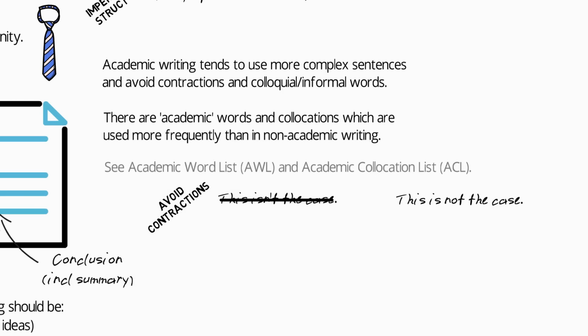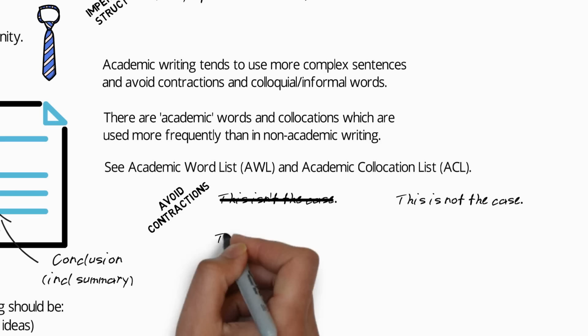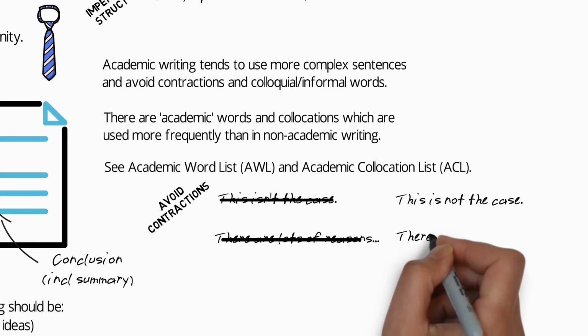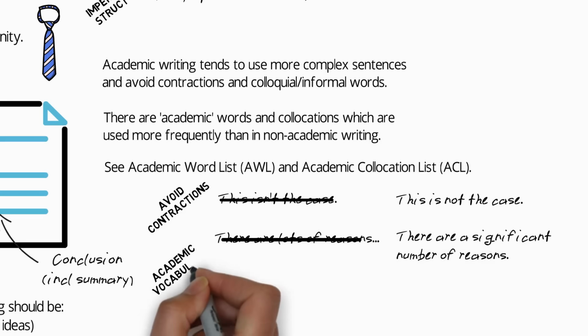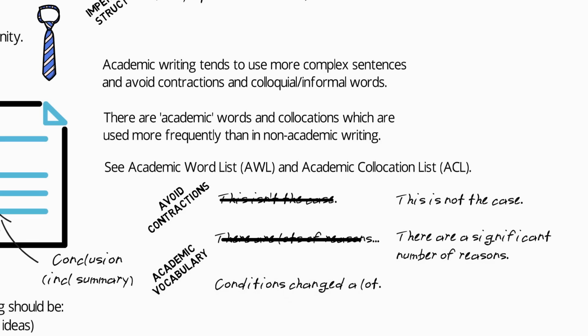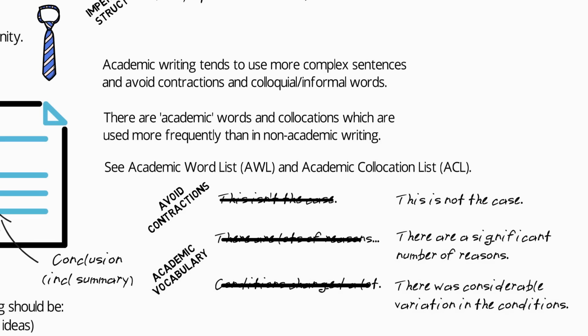For example, the academic word list, the AWL, and the academic collocation list, the ACL. For example, instead of "there are lots of reasons," "there are a significant number of reasons." Instead of "conditions changed a lot," which is not very formal, "there was considerable variation in the conditions." So both of those examples use more academic vocabulary, including words from the academic word list.